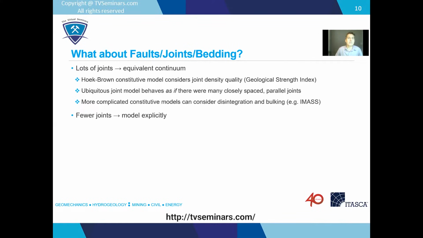At Itasca, we have this ubiquitous joint model. What that is, it's still a continuum, but it behaves as if there are a whole bunch of parallel joints in the model. And so you have this sort of preferred weakness plane. You can also come up with more complicated constitutive models that try to make the model behave like it was jointed, even though it's a continuum. Now, the second bullet point here is that if you don't have so many joints and maybe you have a few major faults, you can actually consider them explicitly, even in a continuum model. And I'll show an example of that in a minute.